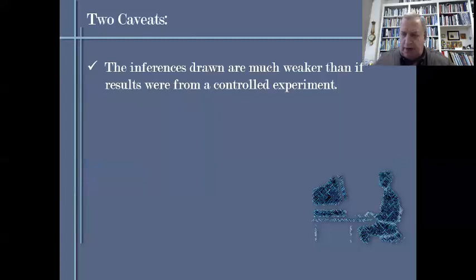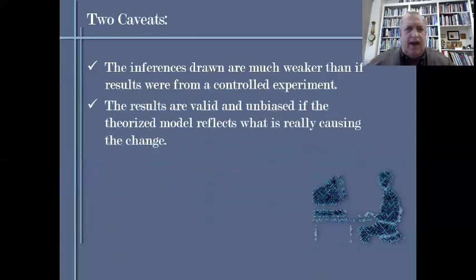The second caveat is the results are valid and unbiased if the theorized model reflects what is really causing the change.